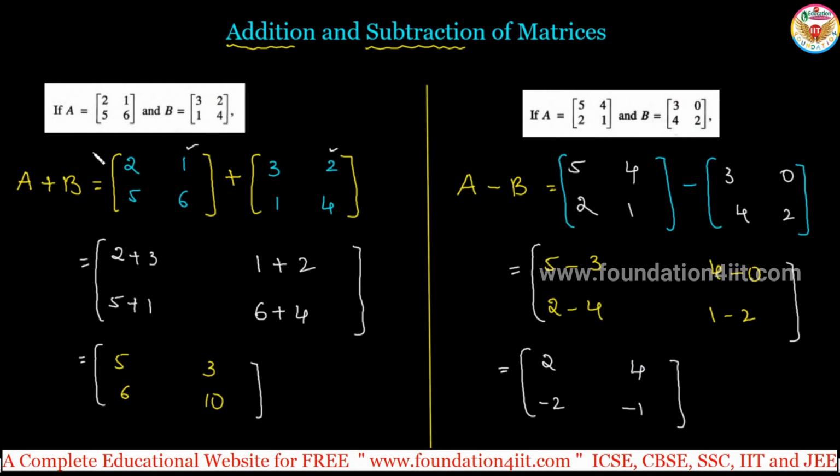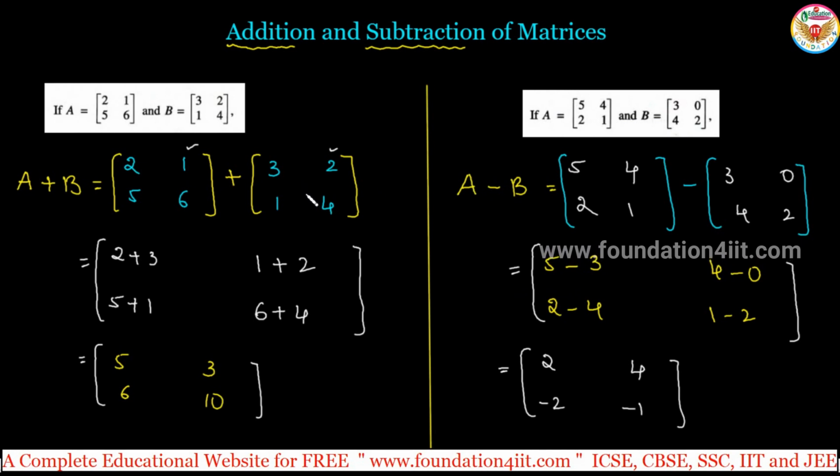If you observe, A plus B and B plus A will give the same answer. But A minus B is not equal to B minus A. That means subtraction is not commutative, right? That you can remember. Addition and subtraction need the same order; only then can we add or subtract. Let us see one more problem.